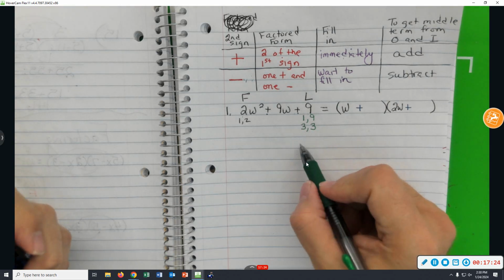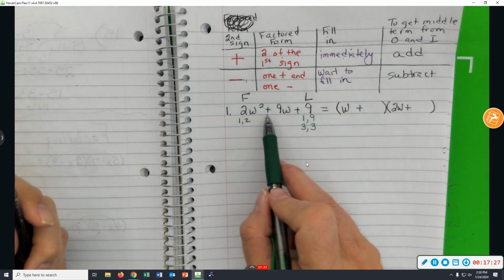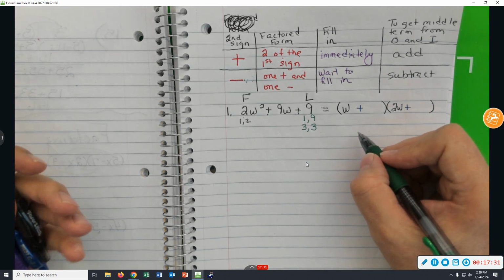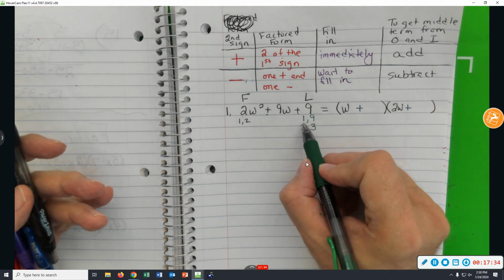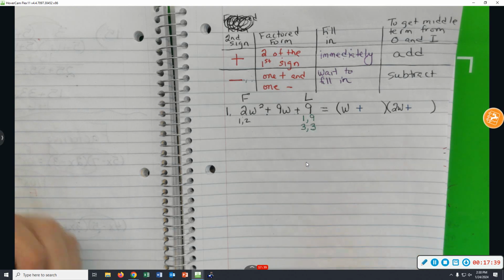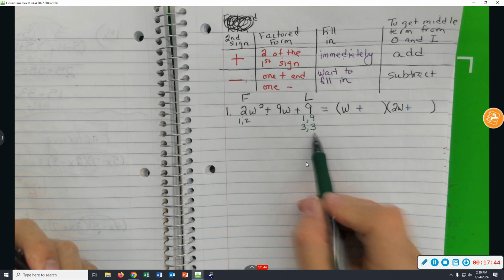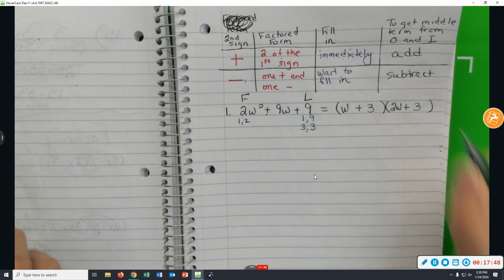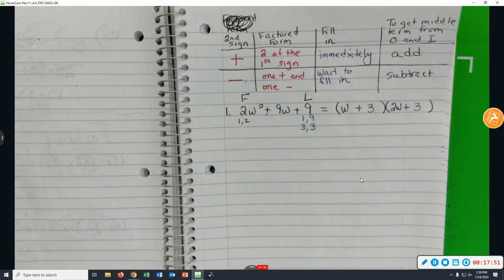We've got to make this thing work out to get 2w squared plus 9w plus 9. So, as a general rule, if you have several pairs of numbers, usually I start with the numbers that are closest together on the number line. I'm going to start with the 3 and 3. I'm going to put a 3 here and 3 here. If I have no idea which one is correct, I generally start with the closer pair, the smaller difference. What's the difference between 3 and 3? 0.